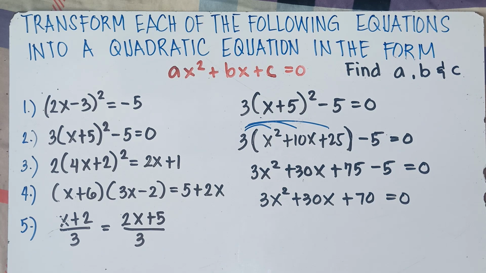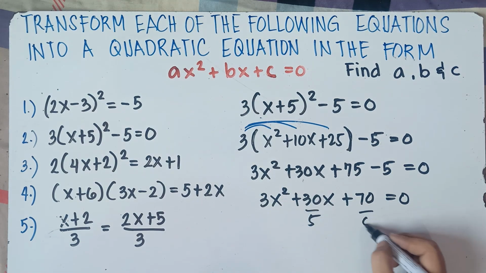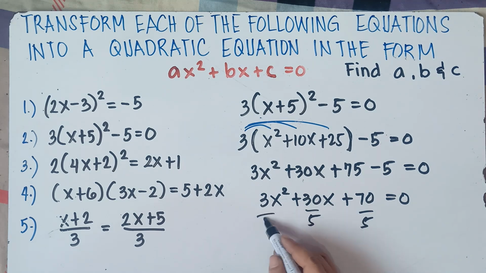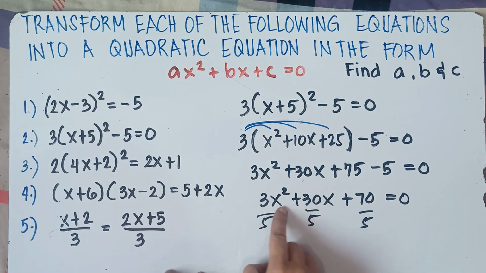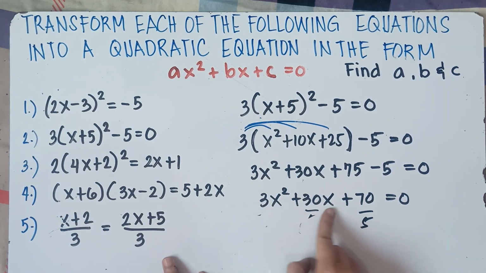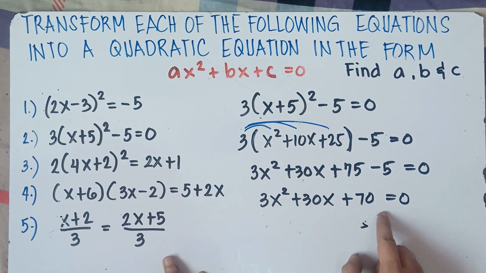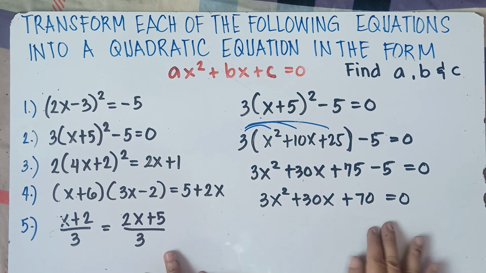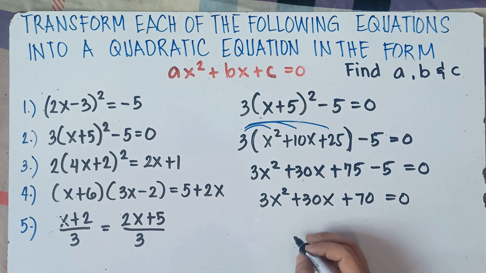Nope, we cannot divide 70 by 3. How about 5? Can we divide 30 by 5? Yup. 70 by 5? Yup. But 3, we cannot divide it by 5, right? So we cannot divide this 3 by 5. Therefore, we don't have a greatest common factor of 3, 30, and 70. It's only 1. So we cannot reduce this, class. So this will be our final answer for number 2.